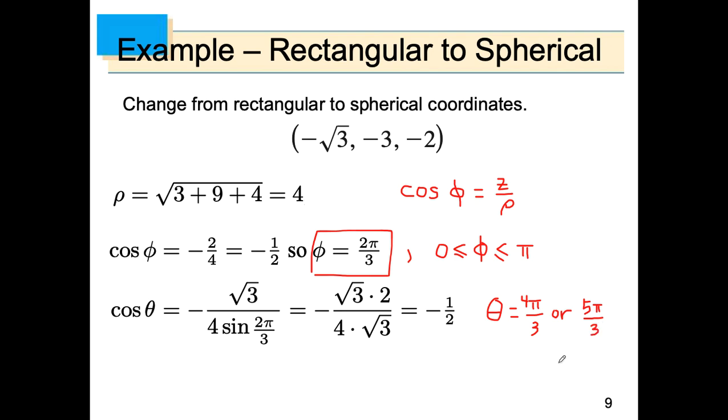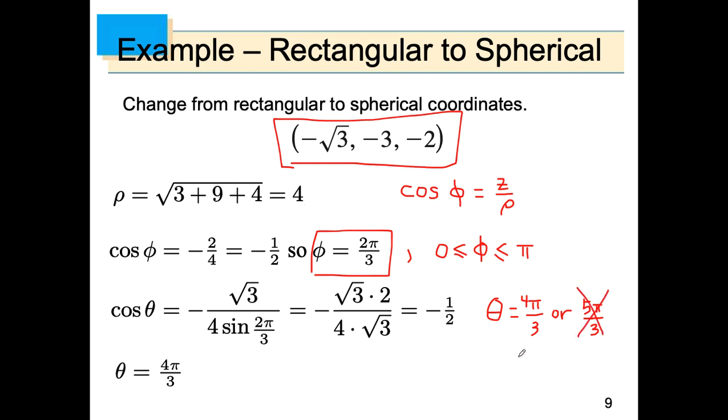So which one is it? Well, keep in mind that there are some restrictions, and always, as you have done before in previous conversion problems, keep your eye on the original problem. So in this particular case, theta is actually going to be 4 pi over 3.